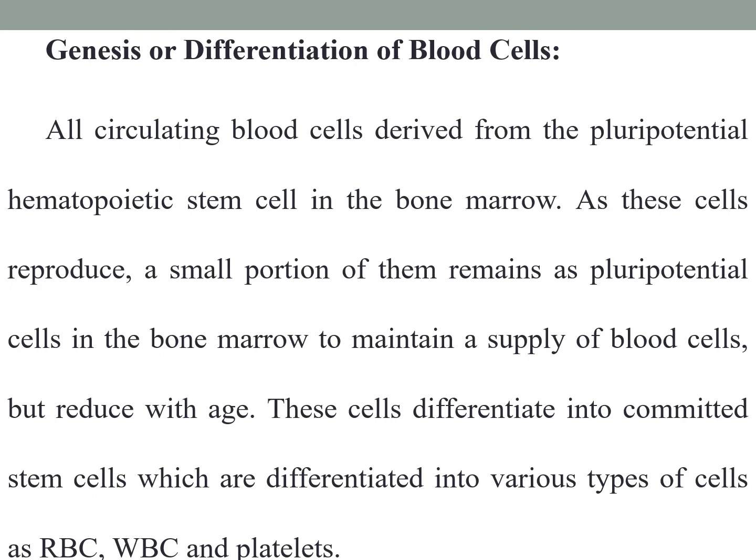These pluripotential hematopoietic cells will differentiate into another type of cell, which is called committed stem cells. These committed stem cells will give us the various types of cells: RBCs, white blood cells and platelets. These committed stem cells, when cultured, will give us colonies of cells.